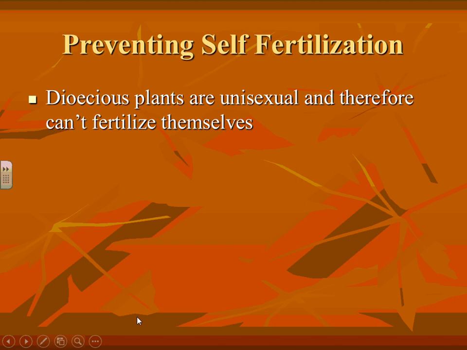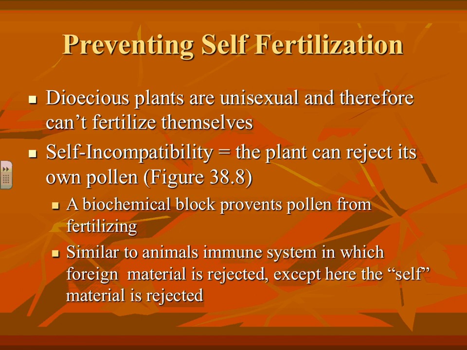Dioecious plants are unisexual, and they cannot fertilize themselves because they only have either the male or the female part of the plant. There is such a thing as self-incompatibility, and this is where a plant can reject its own pollen. It has a chemical that actually prevents the pollen from fertilizing. It's similar to an animal's immune system, which identifies something as foreign material and rejects it. In this case, it identifies it as self and rejects it.